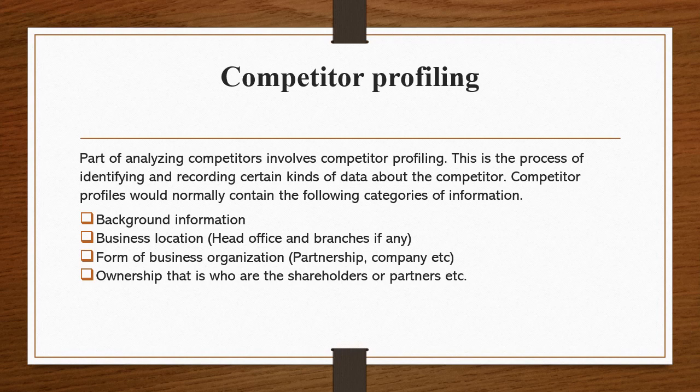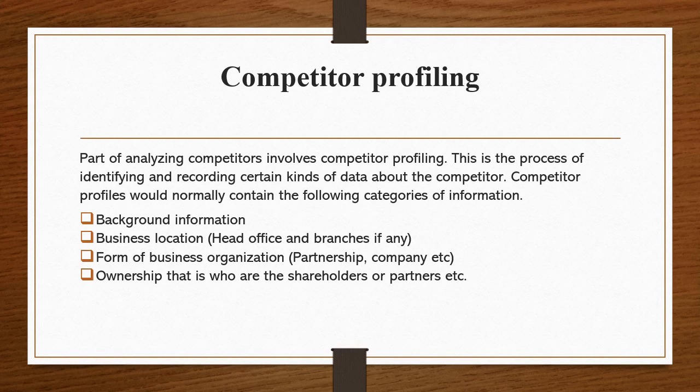So that one can help you in finding strategies that can help your product to outcompete those substitute products, and maybe making wise decisions. So competitor profiling would normally contain the following categories of information. So we have the background information, we have business location or head office and branches, if any.